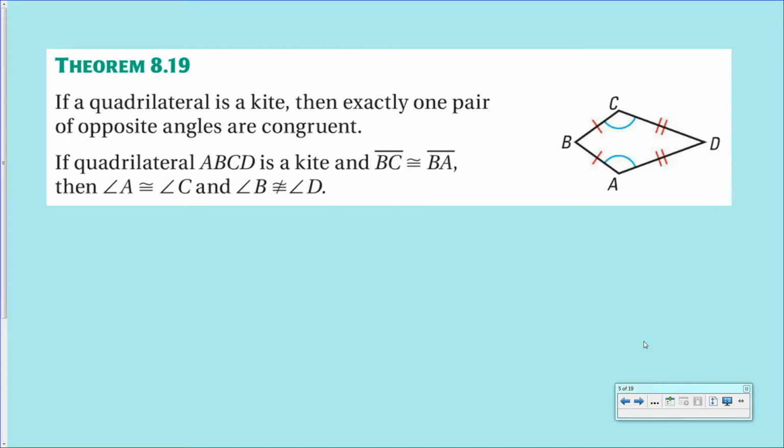Next up is theorem 8.19, and it simply says that there is exactly one pair of opposite angles that are congruent in a kite. Not two pairs, exactly one pair. These other opposing angles will not be congruent to each other by definition.